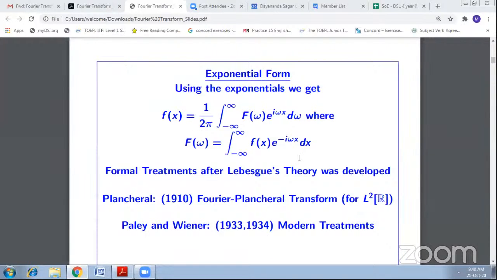Not really as an integral transform with the idea that Euler had. And subsequently, the modern treatments were given by Paley and Wiener somewhere in the 1930s. Next slide, please.